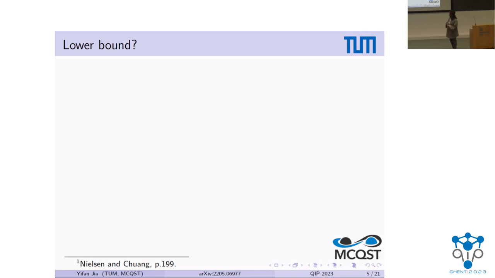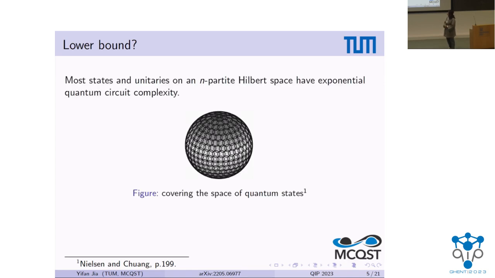Now, let's come to the problem of lower bounds. We know already something for the upper bound, but can we construct some lower bound for the complexity? Here, it's textbook knowledge from Nielsen and Chuang that most states and unitaries on an n-partite Hilbert space are actually very hard to build up. We really need exponentially many gates, by a very simple covering argument. Think of this ball as containing all n-qubit states. With polynomially many gates, you can cover at most a very small portion of the ball, double exponentially small, which means almost all of them are very hard.